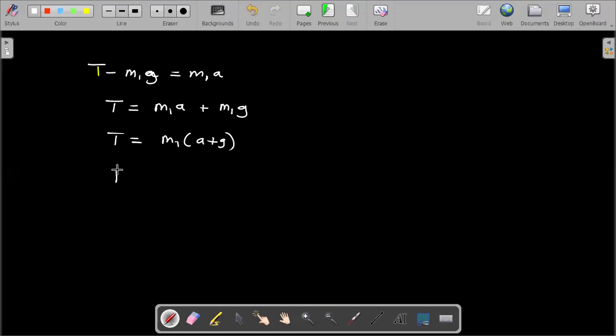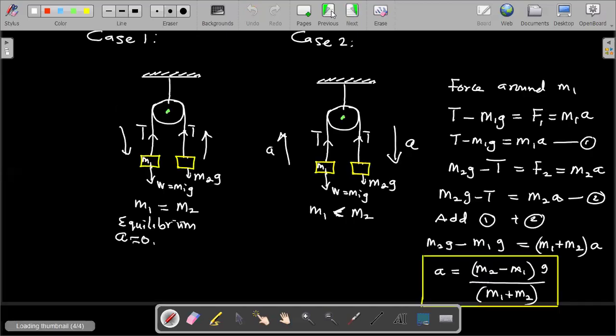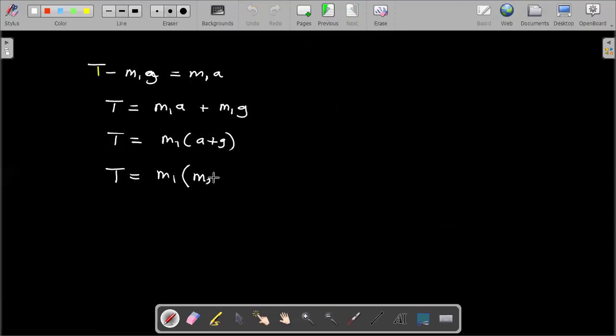So we can say T equals M1 times, let's put our value of acceleration, which is M2 minus M1 times G, in a bigger bracket, all over M1 plus M2. This is the value of acceleration A that we got. Then we add G to this.